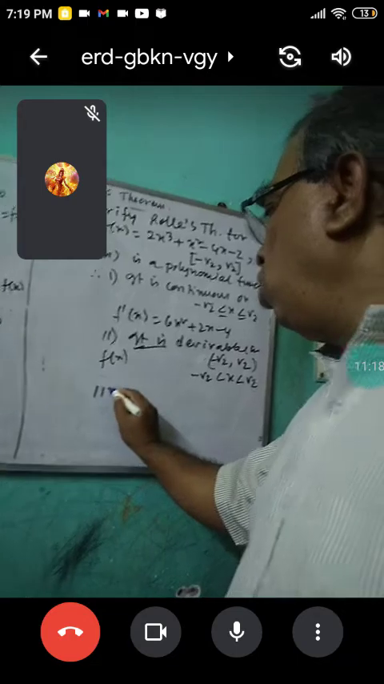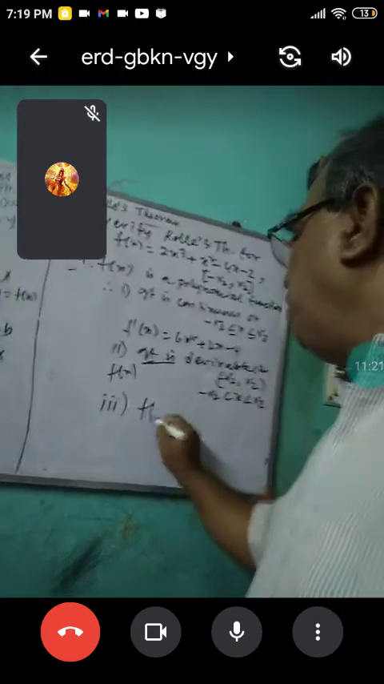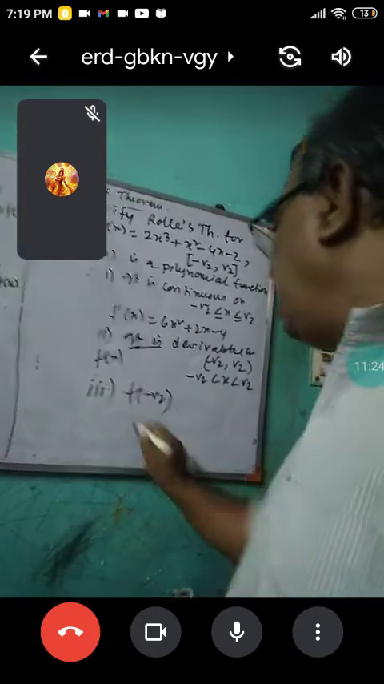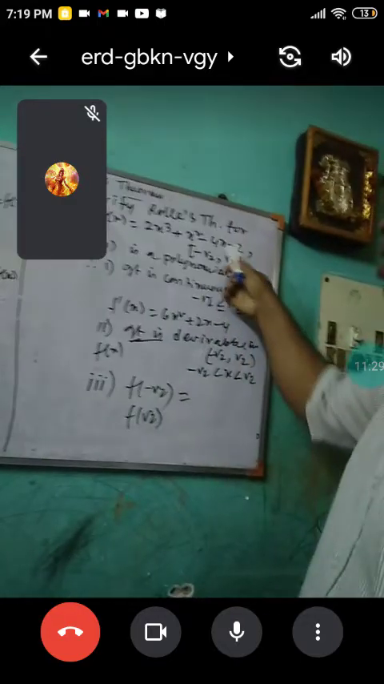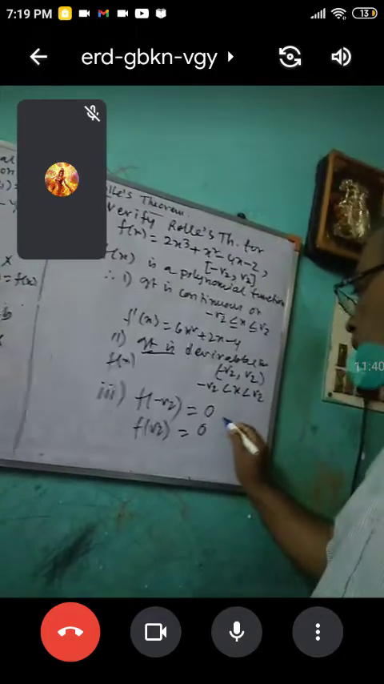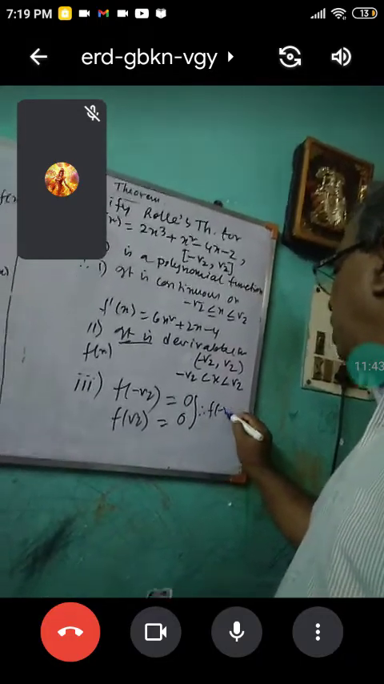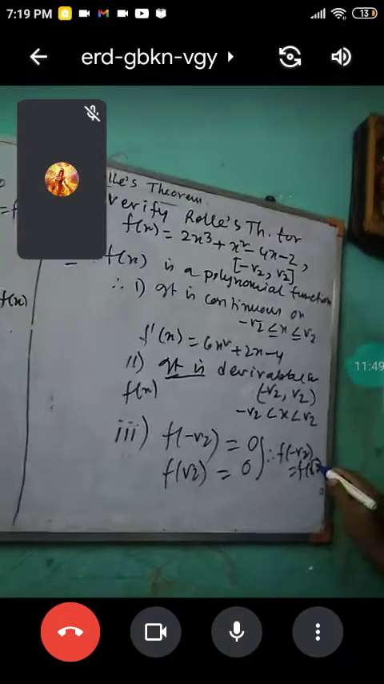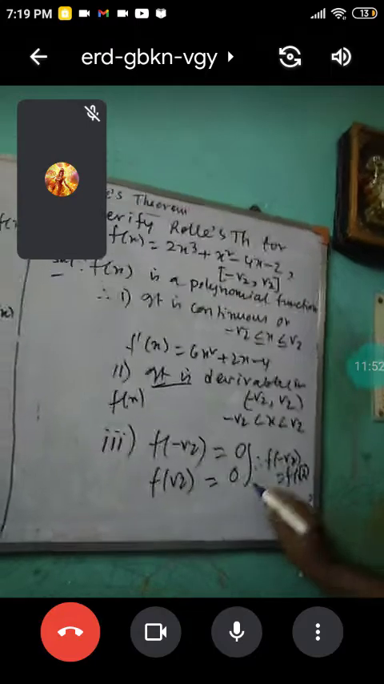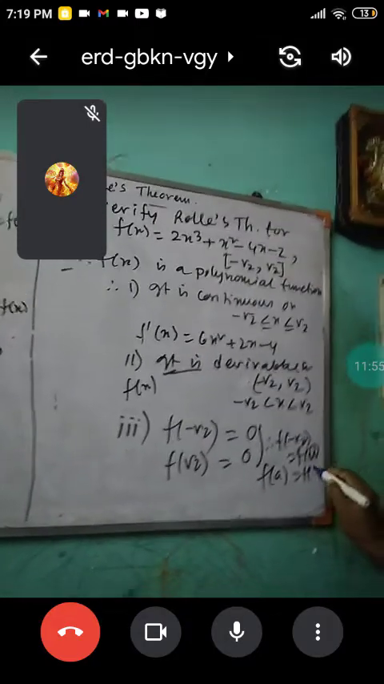Next, the third condition: you have to find f of minus root 2 and f of root 2. How to find? Put minus root 2 over here, then you will see it is 0. You can check, put x equal to minus root 2, it will come 0, and plus root 2, again it will come 0. Therefore, f of minus root 2 is equal to f of root 2. That is, f(a) equal to f(b). So all three conditions are satisfied.